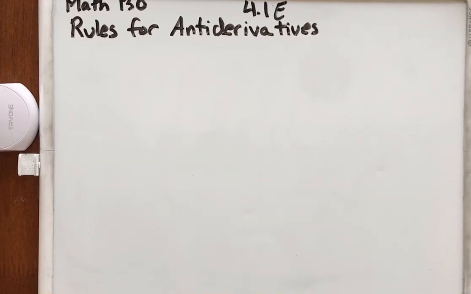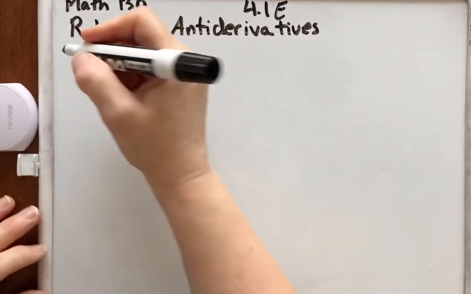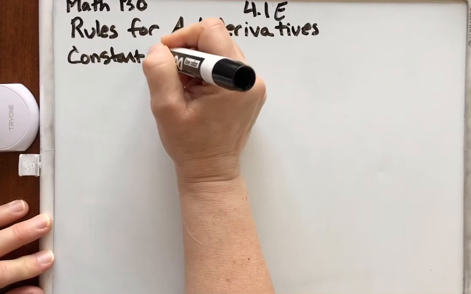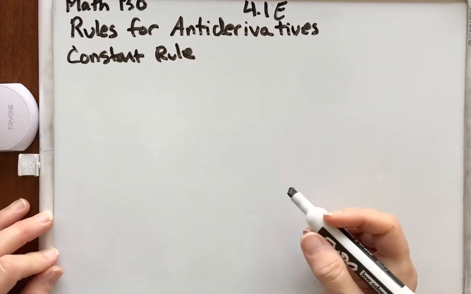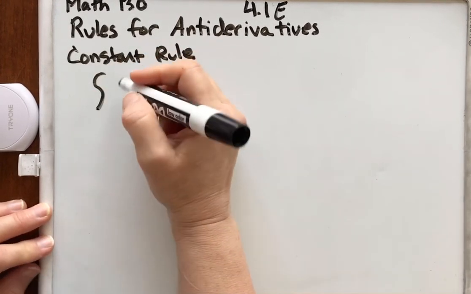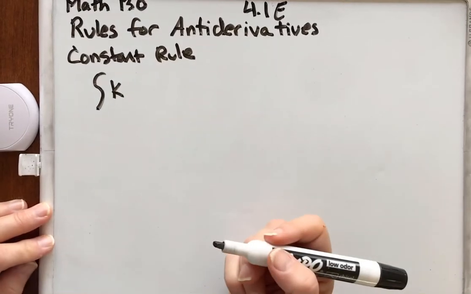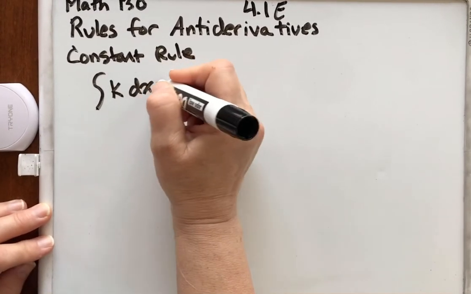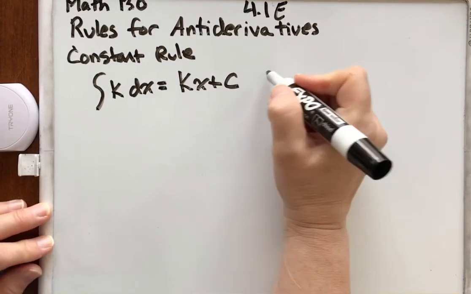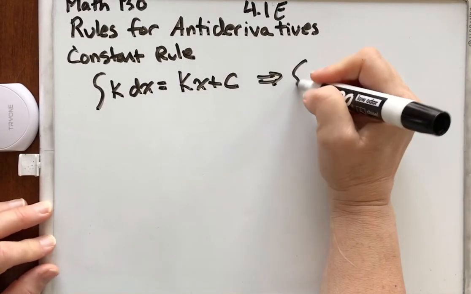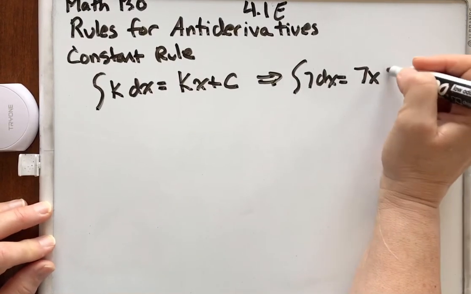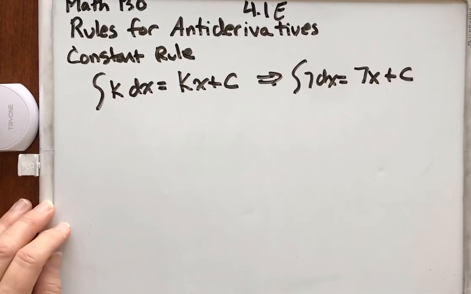12.1e, rules for antiderivatives. The first one is the constant rule. Now the constant rule is something we've already used. We're just going to put it in the form of a rule. The integral of k dx, where k stands for a constant number, is just going to equal kx plus c. An example of this: if we integrate 7 dx, that's going to equal 7x plus c.